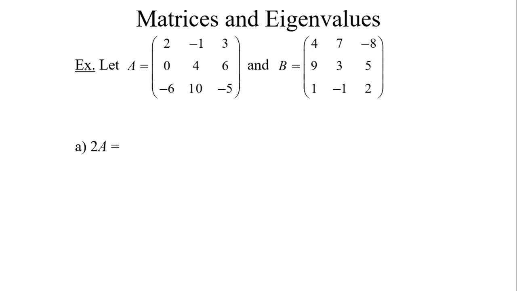So first off, matrix, we've already seen these, as I said. It's an array of numbers. And so, for example, if I wanted to do 2 times a matrix, so 2 times A, that's the same as just multiplying each entry by a 2. So 2 times 2 is 4, 2 times -1, 2 times 3, 2 times 0, 2 times 4, 2 times 6, 2 times -6, 2 times 10, and 2 times -5. Again, multiplying by a constant, really not a big deal.